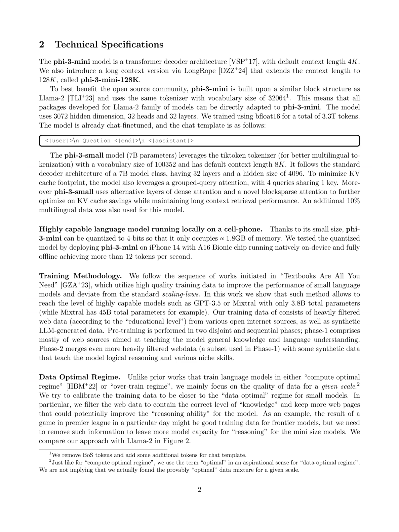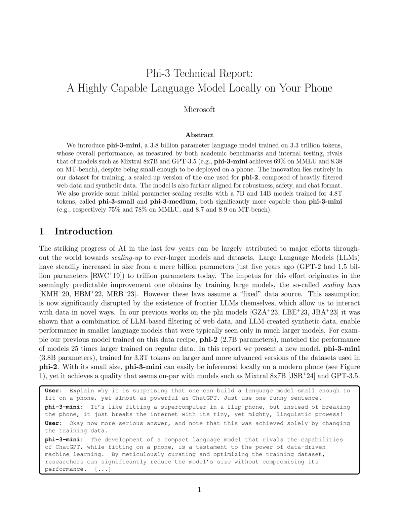The model was trained using bfloat16 for a total of 3T tokens. The training data consists of heavily filtered web data from various open internet sources aimed at teaching the model general knowledge and language understanding in Phase 1. In Phase 2, more heavily filtered web data is merged with synthetic data to teach the model logical reasoning and various niche skills. The model is already chat fine-tuned and can be quantized to 4 bits, occupying approximately 1.8 gigabytes of memory, allowing it to be run locally on a modern phone.